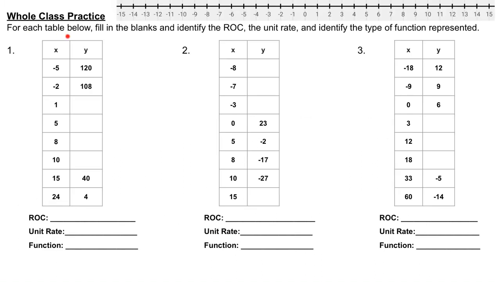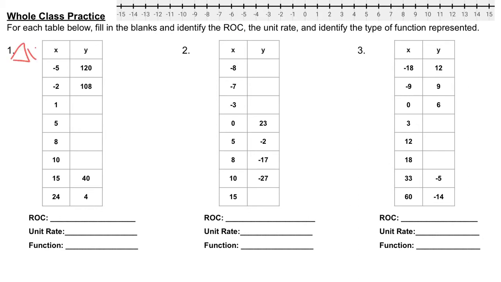For each of these tables below, we are going to fill in the blanks and identify the rate of change, the unit rate, and identify the type of function represented. We're not necessarily going to do that in this order. Every time you see a table, where do you start?